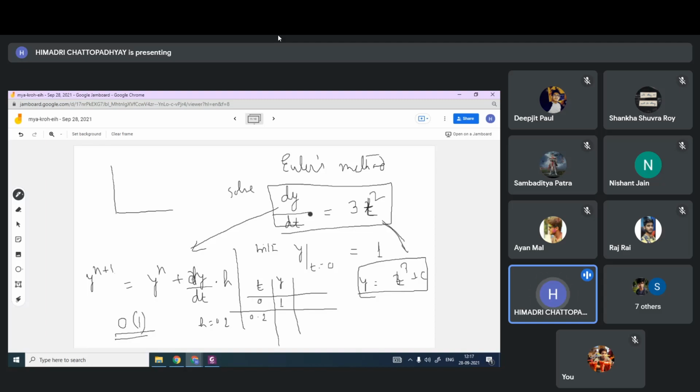Then y(n+1) is equal to y(n), which is 1, plus dy/dt, which is 3t square, so 3 into 0.2 square. So now you know the value. You calculate it. Then you go to the next point, 0.4. This way, the actual solution may be like this, and you will get discrete points like this. Is it clear?